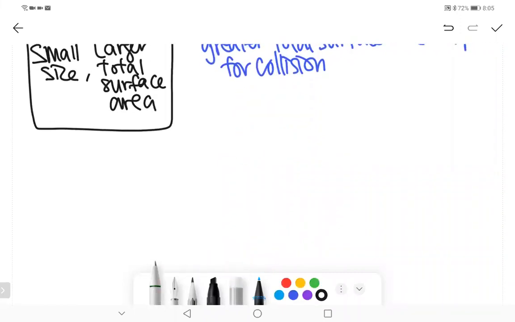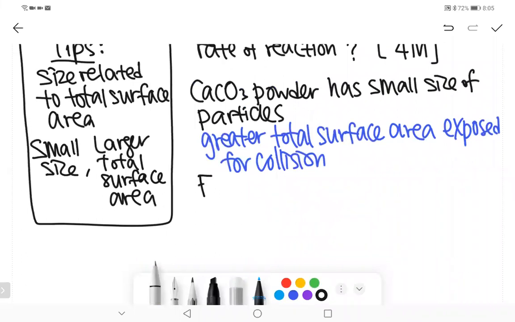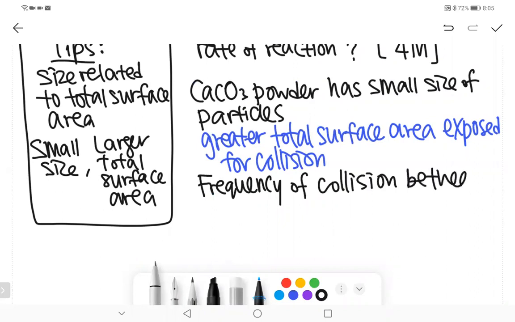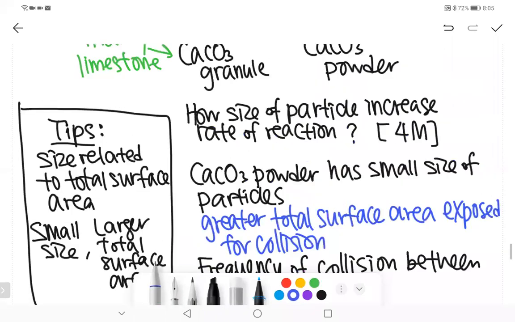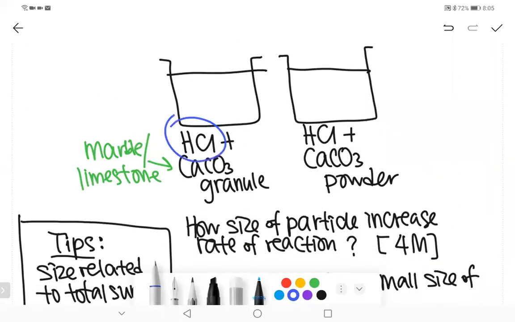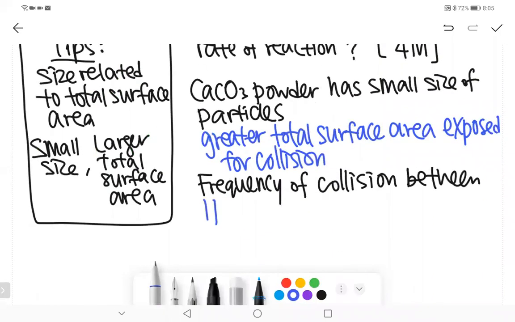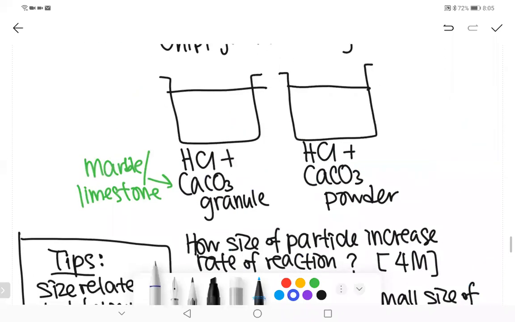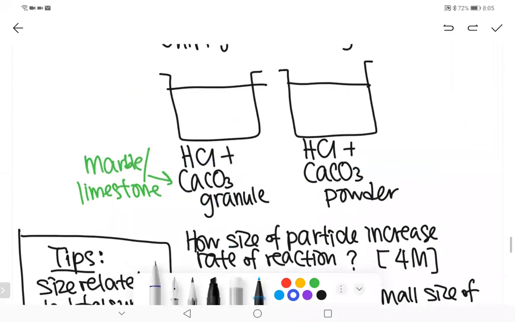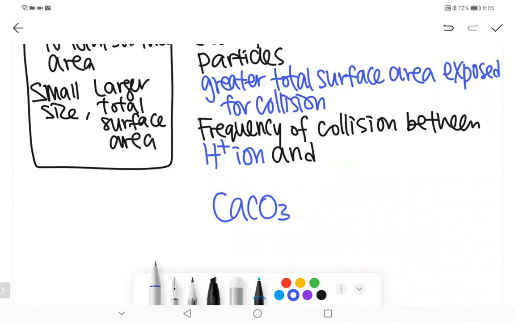So you write the word frequency: frequency of collision. Same thing, you must mention who is colliding. In this case, our raw material is hydrochloric acid. All acids must have H plus ion. Another raw material is calcium carbonate, which is CaCO3.